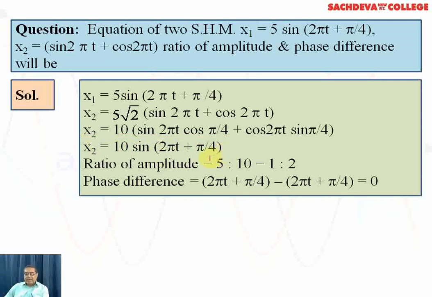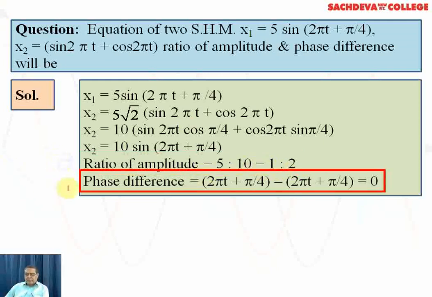Now we have got two equations, x1 and x2. x1 is in terms of sine, x2 is also in terms of sine, and the coefficients are 5 and 10. So we have taken the ratio of amplitudes, that is 5 over 10, which is 1 over 2. Now we have to find the phase difference.